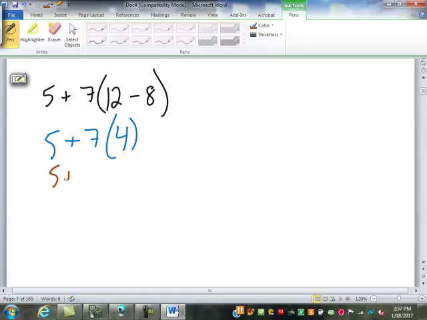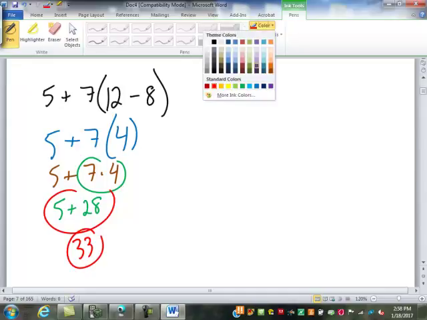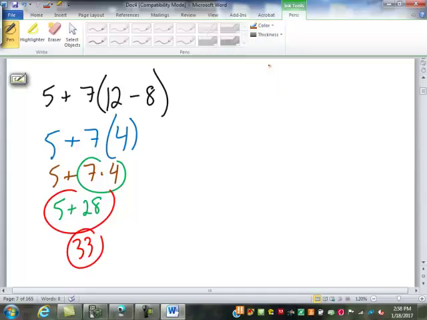Get rid of the parentheses and then multiply. Good. 7 times 4 is 28. And finally add the 5. So 5 plus 28 is 33. But this could be expressed like this.